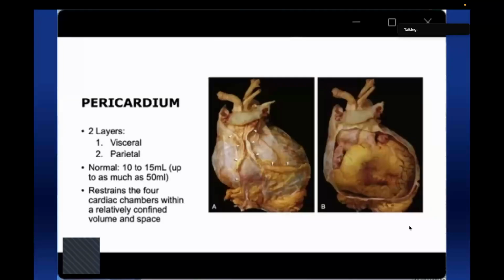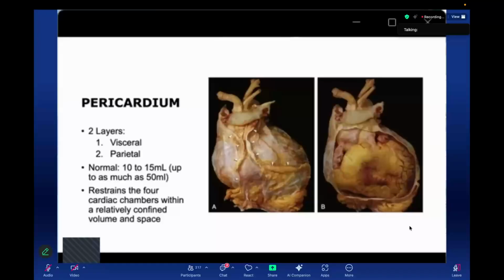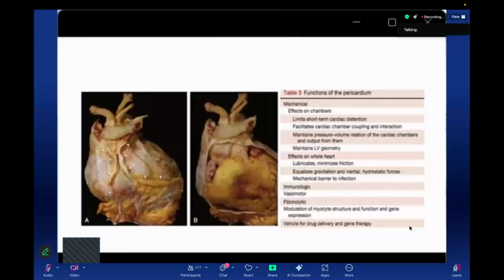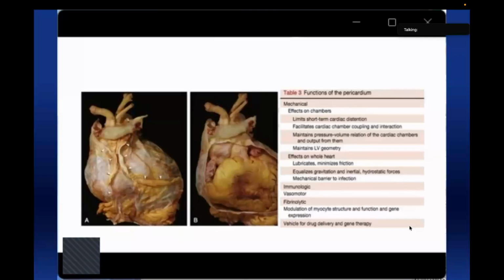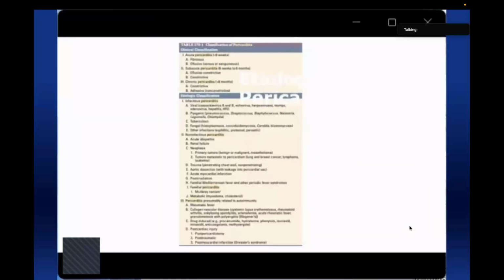So while the removal has no obvious negative consequences, the pericardium does function to maintain a relatively constant position of the heart in the thorax and provides a barrier to infection. So this is lifted from your Harrison's, the functions of your pericardium. It has mechanical, immunologic, vasomotor, and fibrinolytic functions, and serves as a vehicle for drug delivery and gene therapy. Okay, so these are some of the functions of your pericardium. So very important, actually.